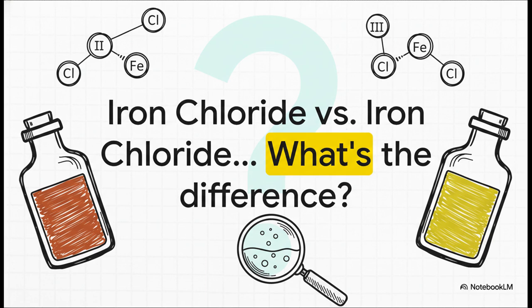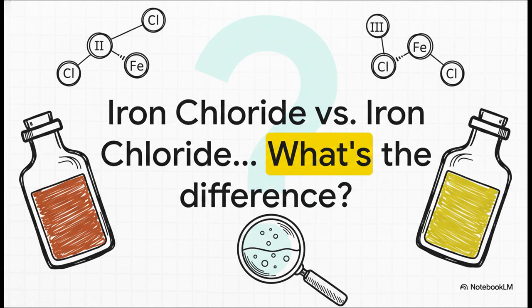So, picture this. You're in a lab and you need iron chloride. You look on the shelf and you find two different bottles. They both say iron chloride. They're both made of the exact same two elements, iron and chlorine, but they're clearly not the same thing. So, what's the deal? How do we tell them apart?